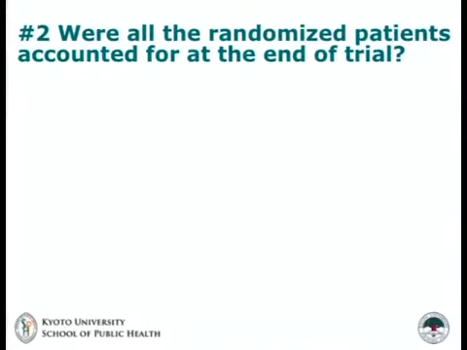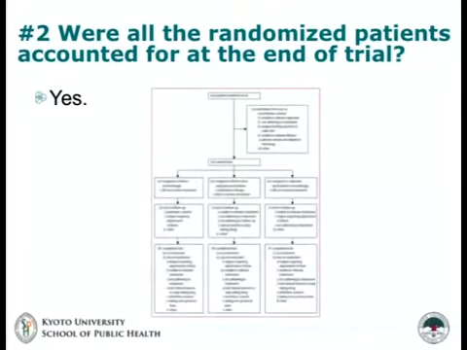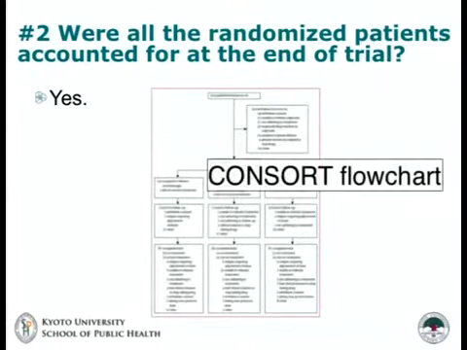Checkpoint number 2. Were all the randomized patients accounted for at the end of the trial? Yes. Nowadays, most, if not all, reports of randomized controlled trials have a flowchart like this. This is the so-called CONSORT flowchart, because it is one of the many recommended items according to the CONSORT guideline for reporting RCTs.